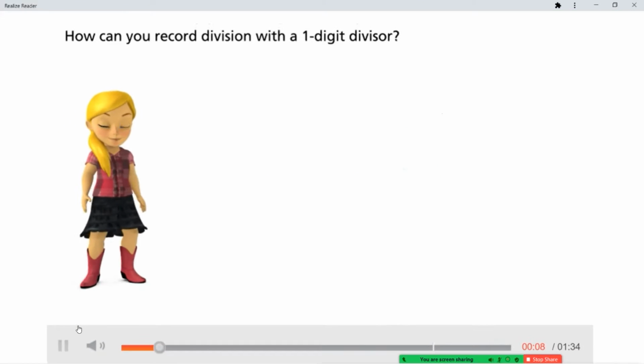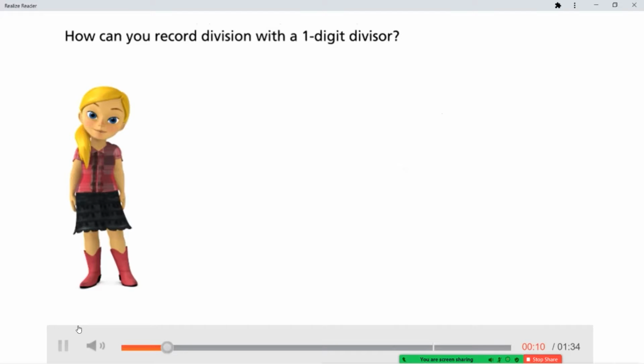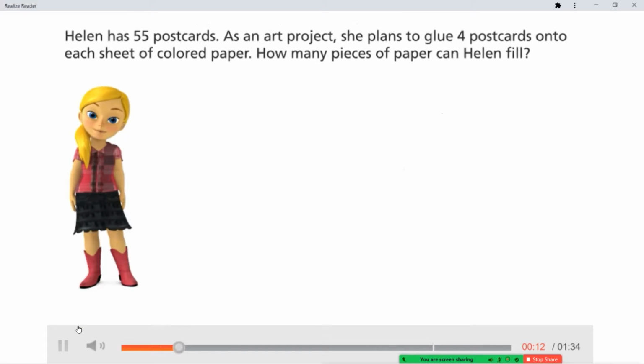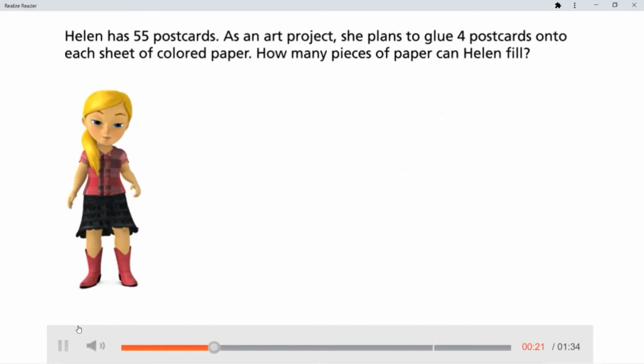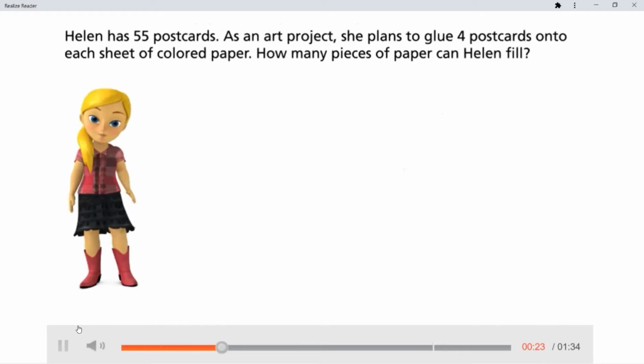How can you record division with a one-digit divisor? Helen has 55 postcards. As an art project, she plans to glue 4 postcards onto each sheet of colored paper. How many pieces of paper can Helen fill?